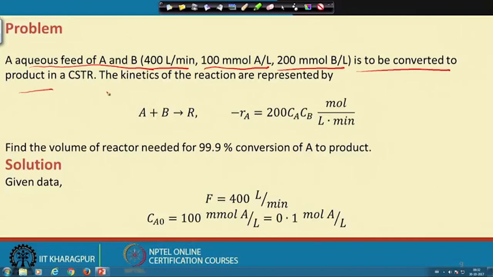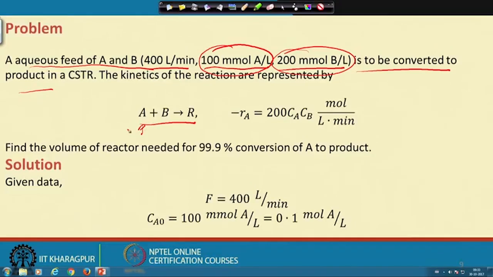Here I want to tell you one thing: when your reaction is A plus B equal to R, that indicates 1 mole of A reacts with 1 mole of B to give 1 mole of R. So this is the stoichiometry. In this particular case, the concentration of A is less as compared to the concentration of B, so the limiting factor is A, which we should remember.